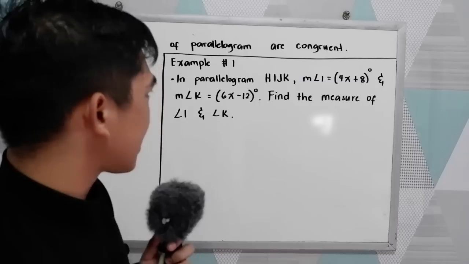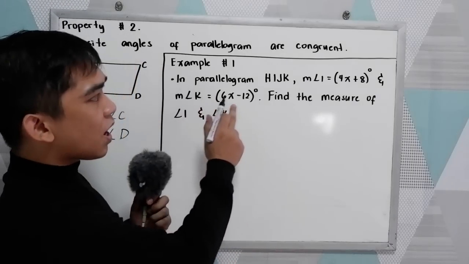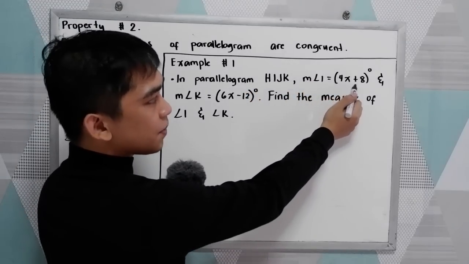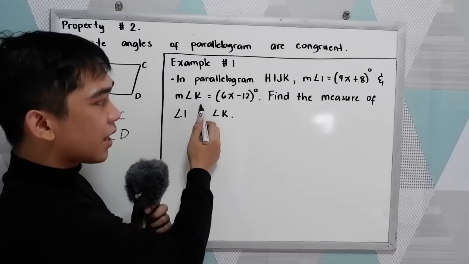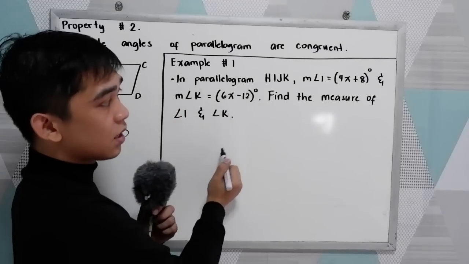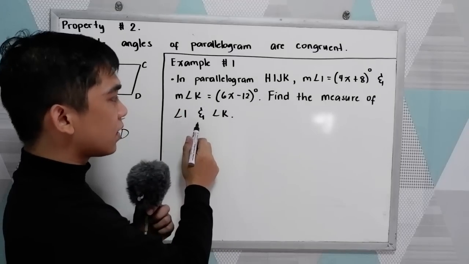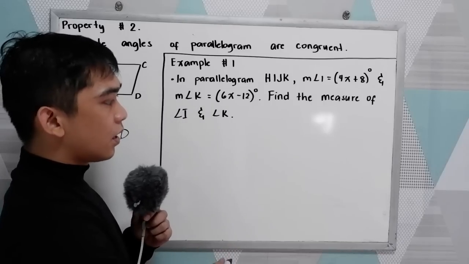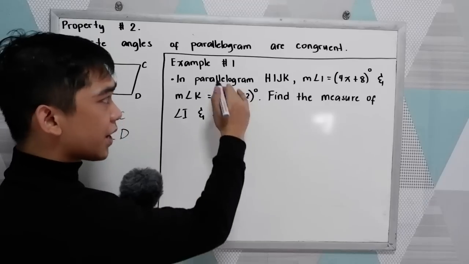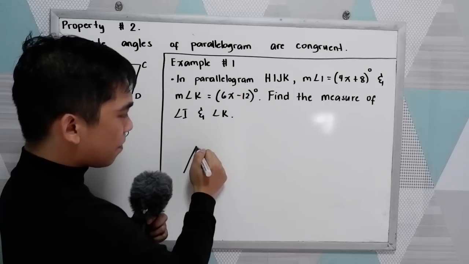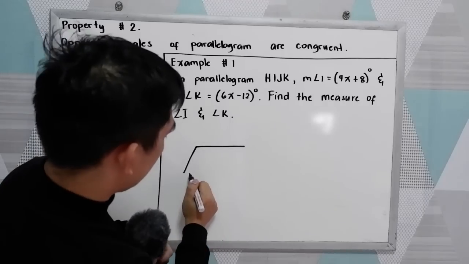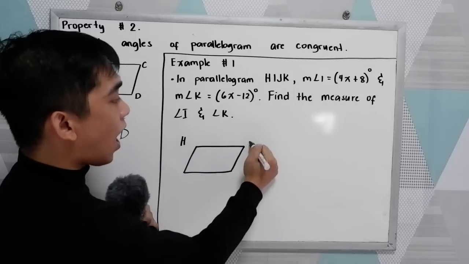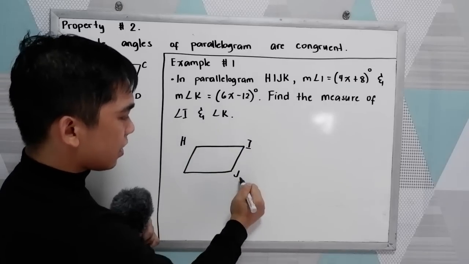Now let's have our first example. In parallelogram HIJK, measure of angle I is equal to 4x plus 8 degrees and measure of angle K is equal to 6x minus 12 degrees. Find the measure of angle I and angle K. Now, let us illustrate our parallelogram. So we have H, I, J, K.